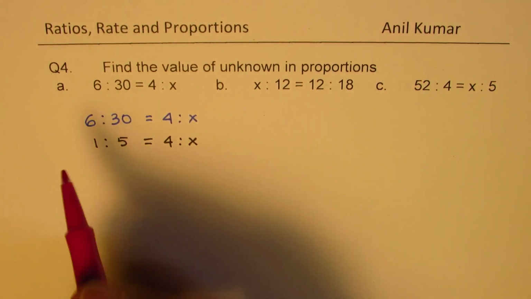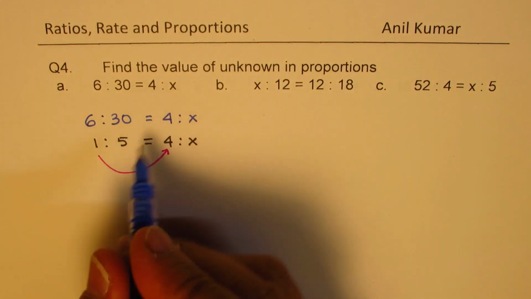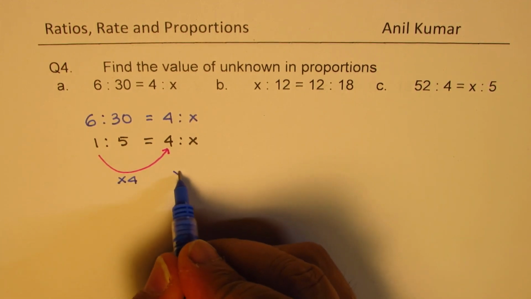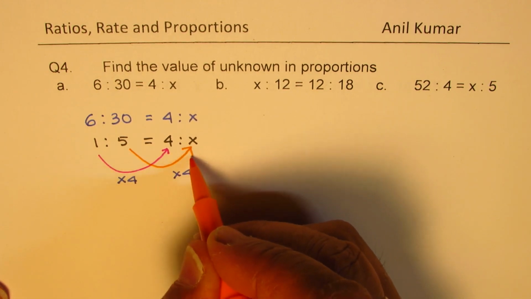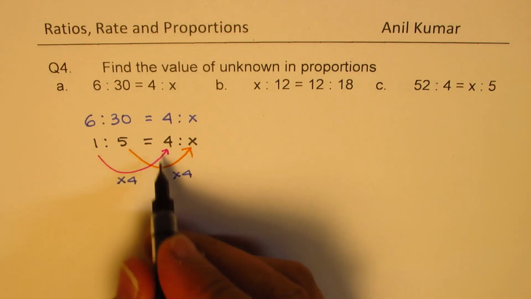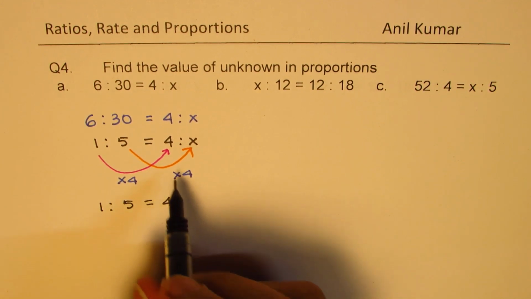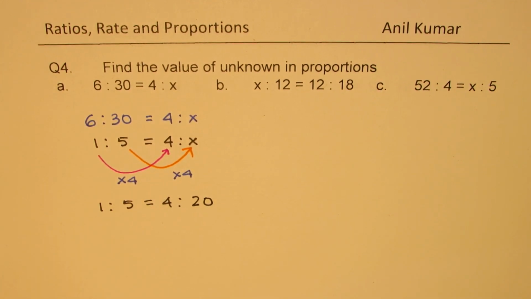Now, going from 1 to 4, what should you do? You need to multiply by 4, right? So times 4. That is to say, we have to multiply by 4 going from 5 to x also, right? When you want to go from 5 to x, it is the same ratio, so it is multiplied by 4. Therefore, we could write 1 is to 5 equals 4 is to 5 times 4, which is 20, right? So this is the way you should do it. Now here is an alternate method.